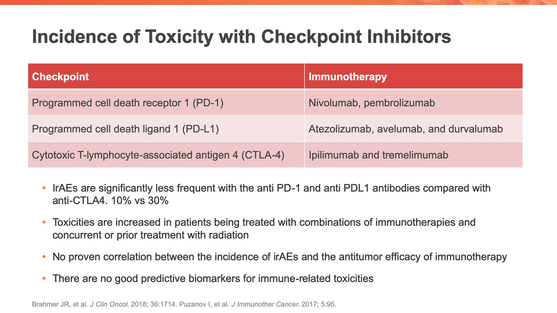Immune-related adverse events are significantly less frequent with anti-PD-1 and anti-PD-L1 antibodies compared with anti-CTLA-4. It's about 10% with anti-PD-1 and anti-PD-L1 and up to 30% with anti-CTLA-4. The toxicities are increased in patients who are treated with combinations of immunotherapies, such as regimens like nivolumab plus ipilimumab, and also concurrent or prior or recent treatment with radiation. That also increases the risk for immune-related adverse events. There's really no proven correlation between the incidence of immune-related adverse events and the tumor efficacy of immunotherapy. There's no good predictive biomarker for immune-related toxicities, unfortunately.